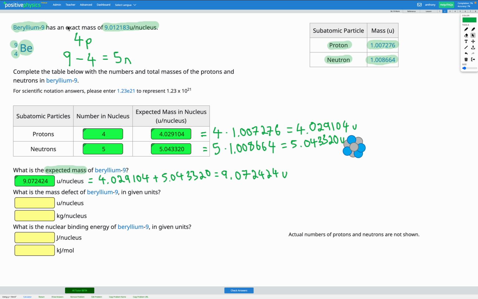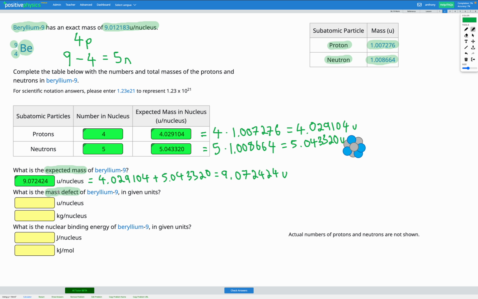If we compare the exact mass given in the question, which was 9.012183, with the expected mass, we can see that our expected mass is greater than our exact mass. The reason is that when protons and neutrons form a nucleus, they become tightly bound and energy is released. And energy and mass are actually equivalent. So if we release energy, that means the measured mass is going to be less than we would expect it to be based on all the parts.